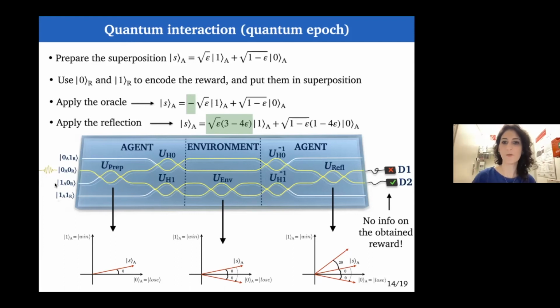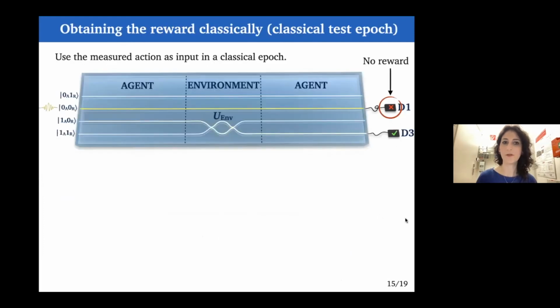So the agent needs a reward, as I said before, in order to learn. Whenever it makes a measurement, it never gets any information about the reward, because the spatial modes, these two in the middle, always correspond to spatial mode 0 for both of them. So the key point in this case is that the probability of finding the correct action is amplified, and this is what we get from the Grover search. But we also need the reward in order to make the agent learn. And so the reward is obtained classically.